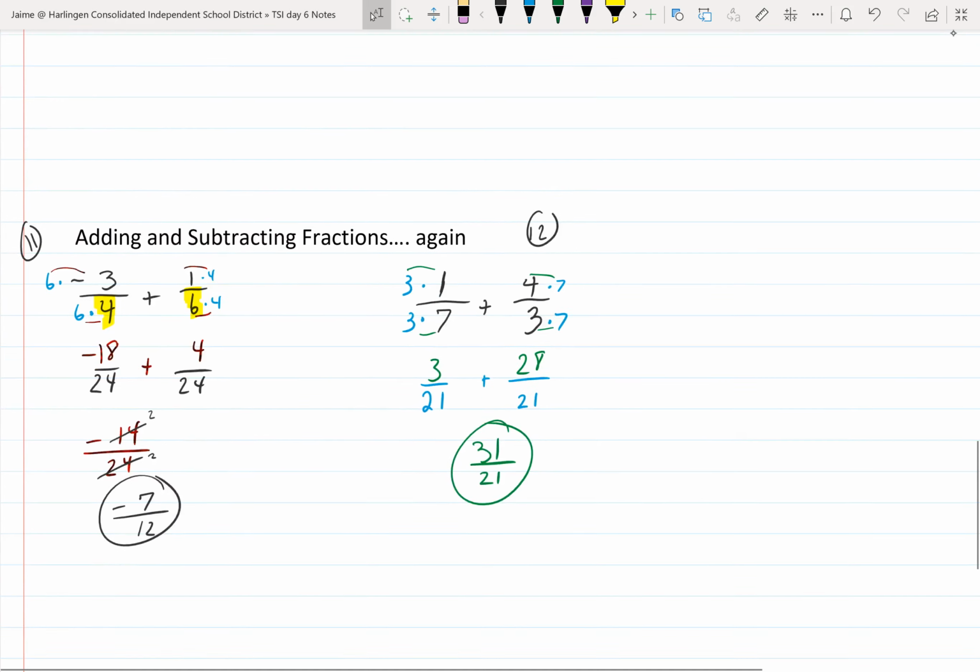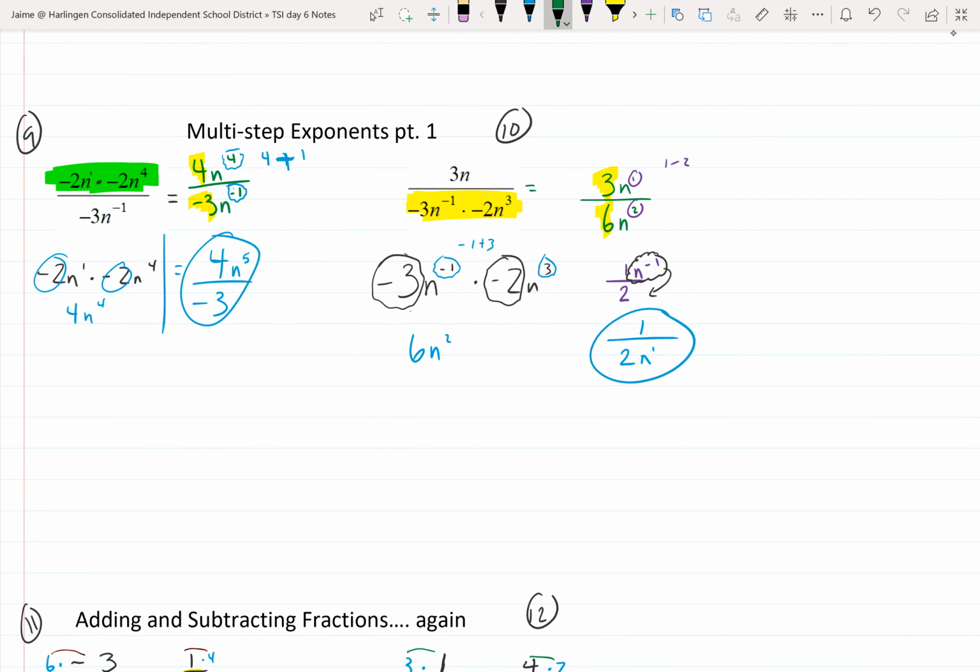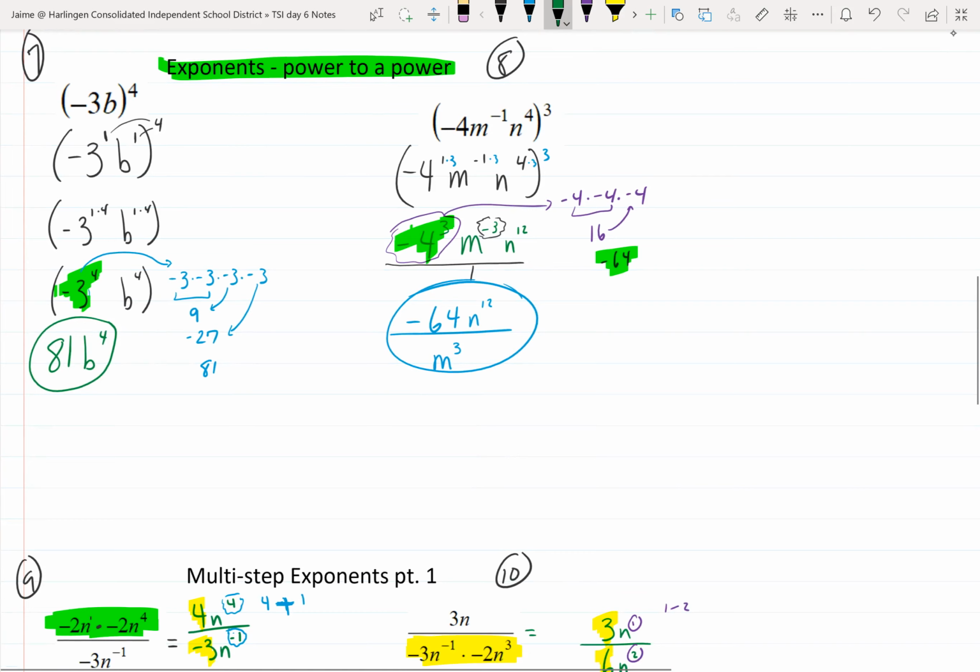And that's about it there. Just be careful with our exponents, right? Just take them piece by piece here. And that's it for the notes.